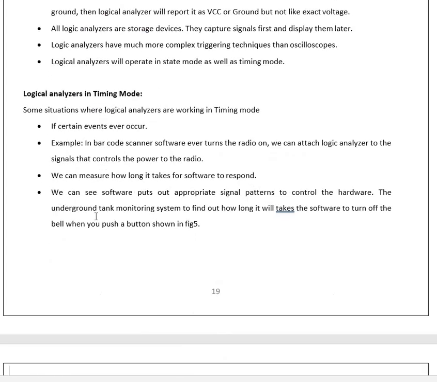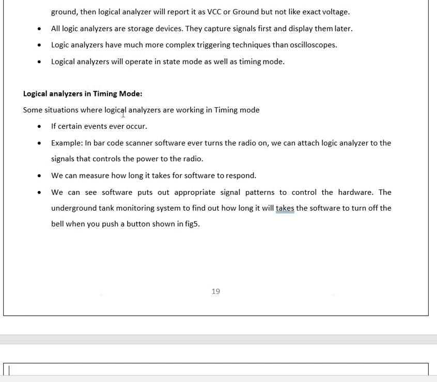All logic analyzers are storage devices. They capture signals first and display them later. And these logic analyzers have much more complex triggering techniques than oscilloscopes. Logic analyzers will operate in state mode as well as timing mode. Now we will discuss the logic analyzer in timing mode.